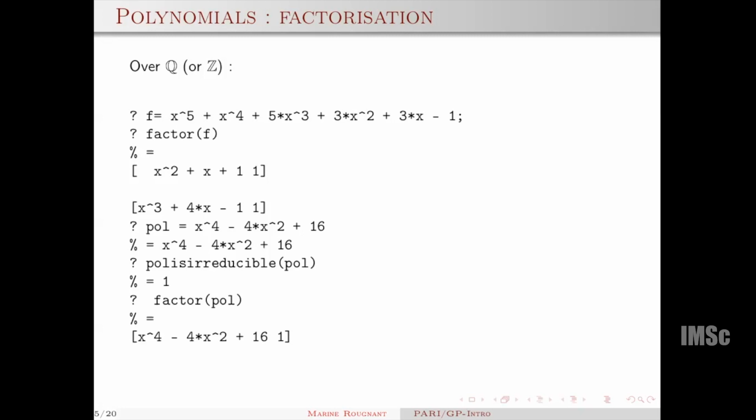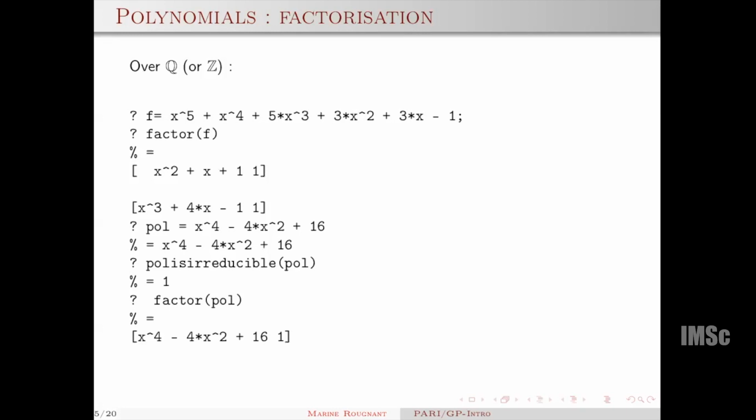You can also ask if your polynomial is irreducible. For example, this one is irreducible. And if you ask to factorize an irreducible polynomial, of course, it does not. A polynomial is reducible or irreducible over some field, so we have to specify it. If you do not specify anything, it's over Q or Z.